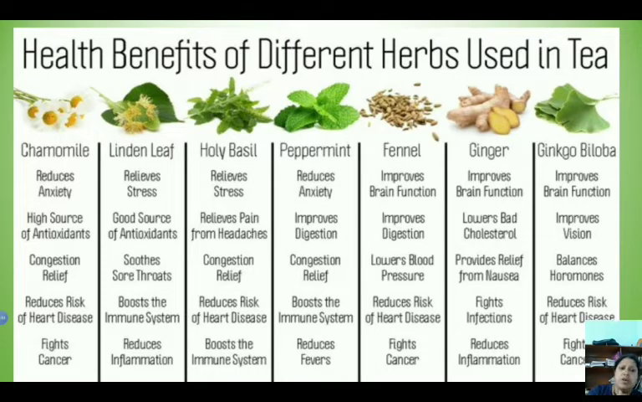Next is ginkgo biloba. Speaking about this plant, it comes under a group of plants called gymnosperms, and it's a very rare and endangered species. It improves brain function, improves vision, balances hormones, reduces heart disease, and also fights against cancer. So these are some of the health benefits of the teas which we are using.